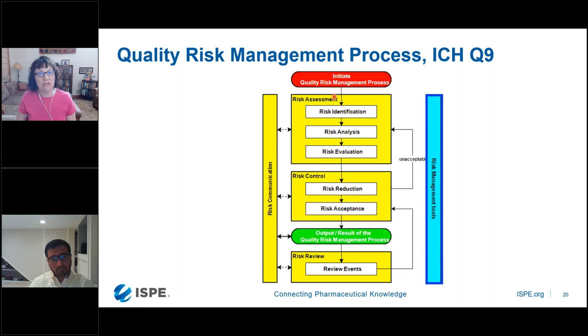During CPV, for instance, we may find that we have a process that seems to have changed. We will assess that risk. We will decide how we'll control that risk, and we'll determine how we'll review our mitigation strategy for that risk. So these are applied over and over again, foundational to lifecycle process validation.